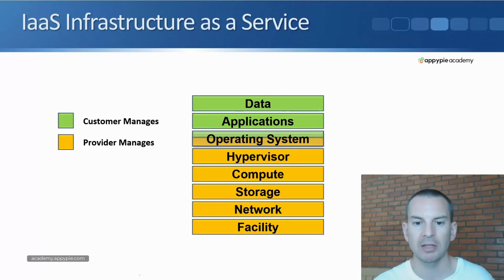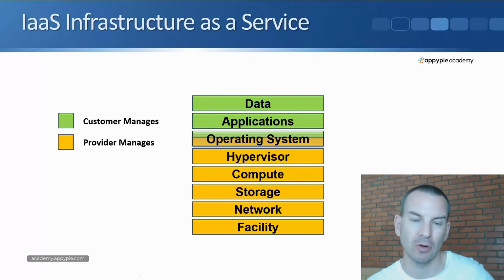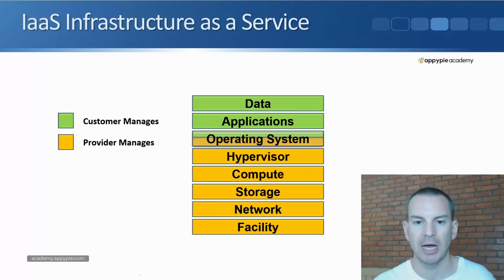So the facility, the network hardware, the storage hardware, the compute hardware, and the hypervisor software is all owned and maintained by the provider. The operating system also will be installed by the provider, and we will get access from the operating system level. So whoever patches the operating system, it depends on the particular provider. Maybe they do the patching for you, or maybe you have to do the patching. Everything above the operating system is going to be the customer responsibility. So the customer is going to be installing their own applications and managing their own data.